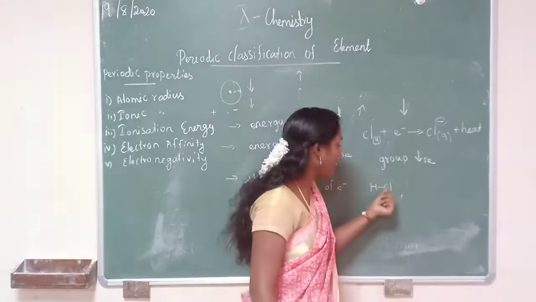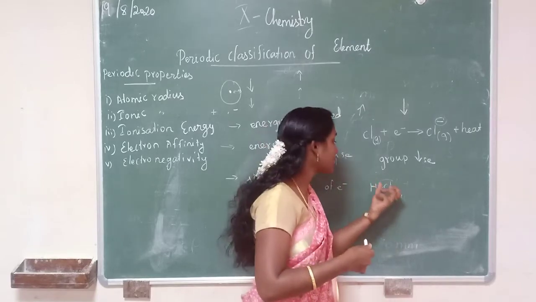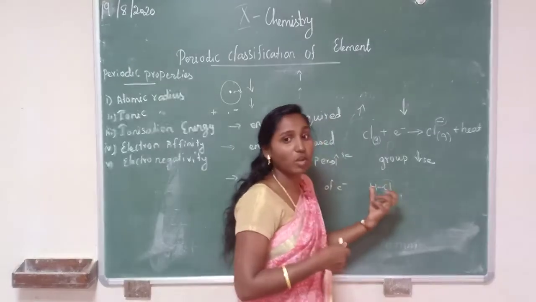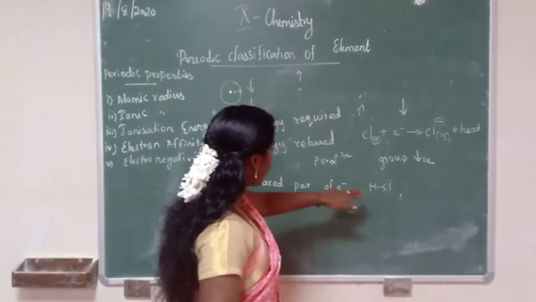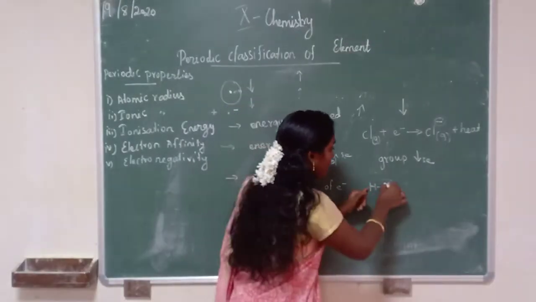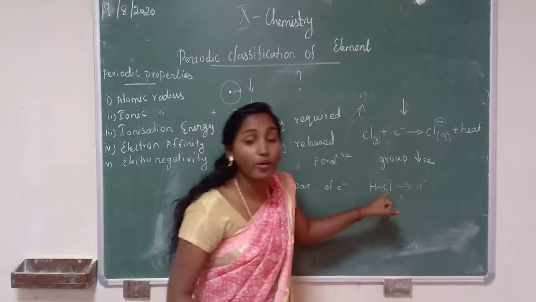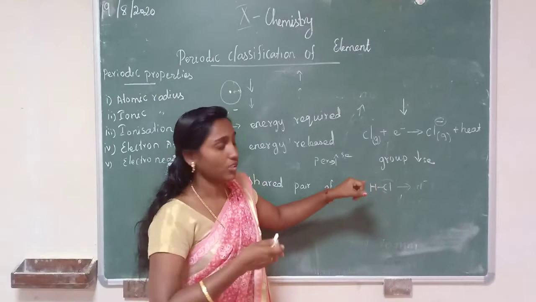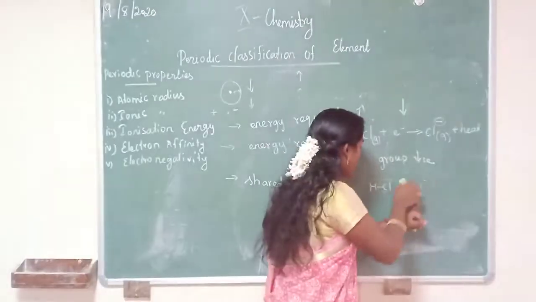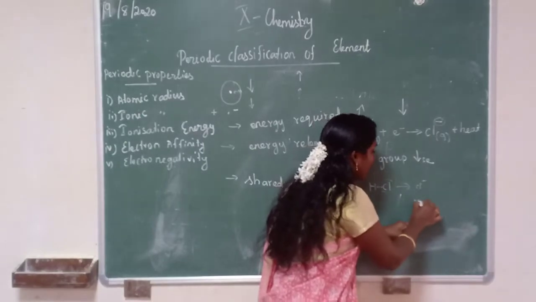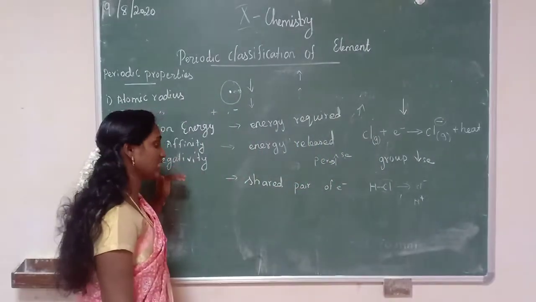This chlorine will attract the shared pair of electrons towards itself. Because this chlorine attracts the electrons towards itself, it will get a negative charge and this hydrogen will get a positive charge. That is called electronegativity.